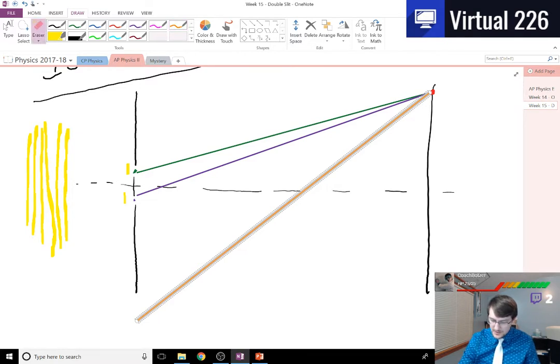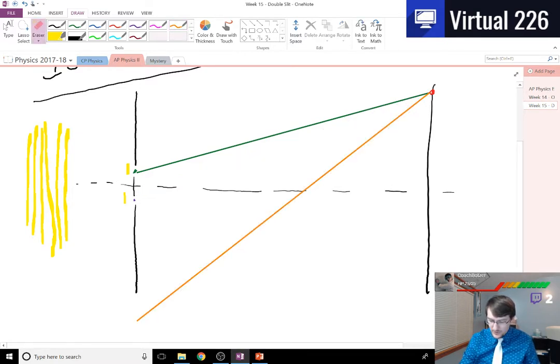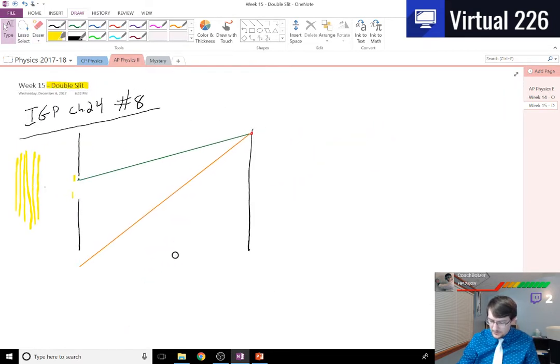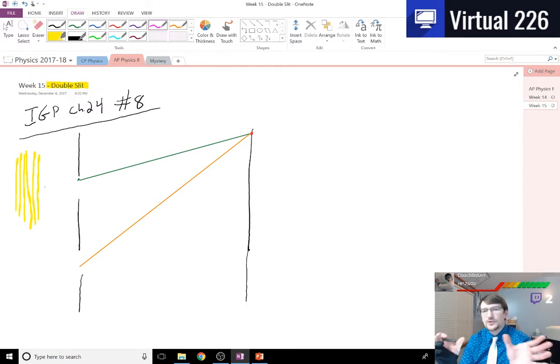So, you know what? Let's just make this a little clearer by zooming in on our slit to an extent. Okay? So let's redraw this. Let's just pretend that our other slit was down here. Much, much bigger viewing screen. Okay? When we look at this here, the green is a much shorter line than the orange. So we know there's a path length difference.